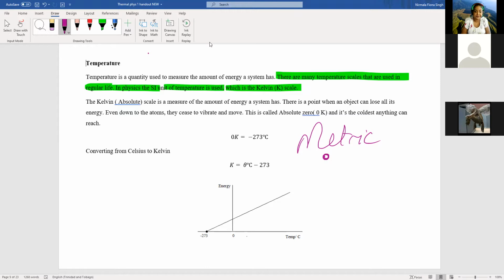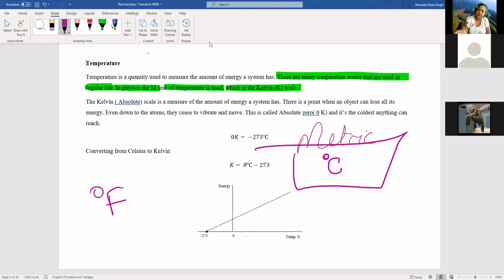What's the unit for temperature? What do we measure temperature in? Degrees Celsius. This is what we use. We use the metric scale. We do not use the imperial scale. So if anybody happens to see degrees Fahrenheit, we don't use that.